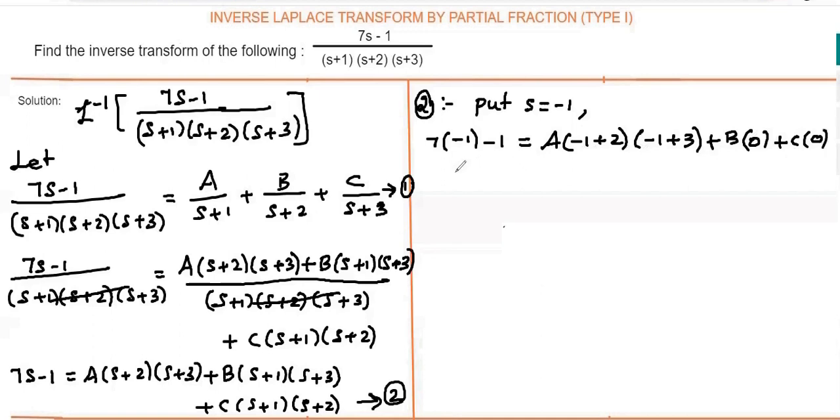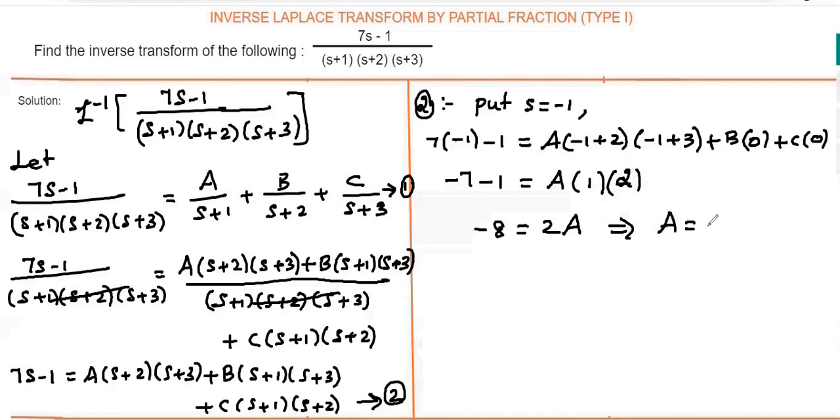From here, I will get the value of A. So let us solve this. 7 times minus 1 is minus 7, minus 1, equals A times... 2 minus 1 is positive 1, and minus 1 plus 3 is positive 2. So here we will have minus 8 equals 2A. So what is my A?